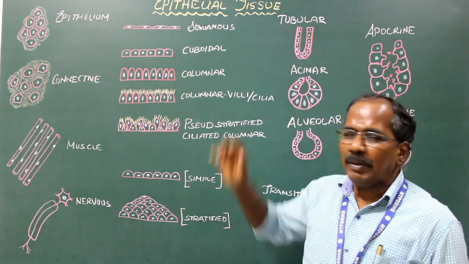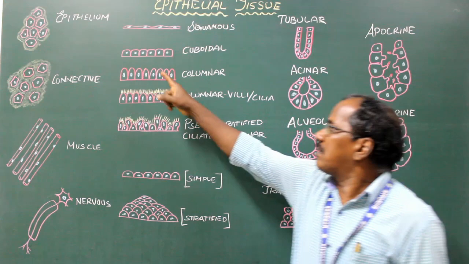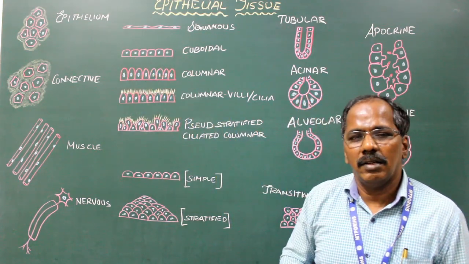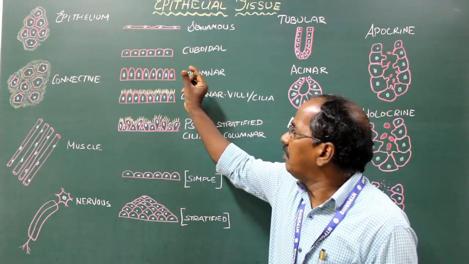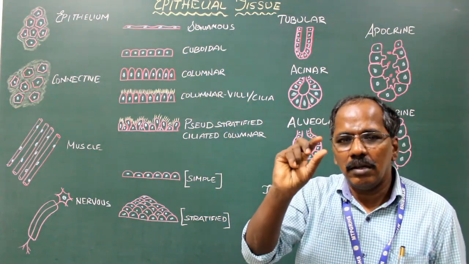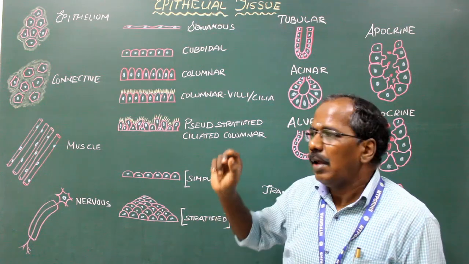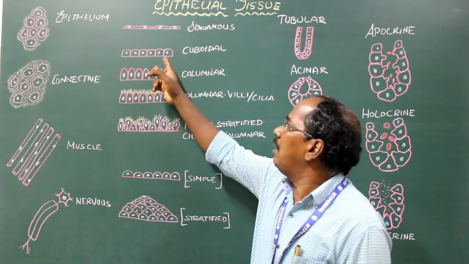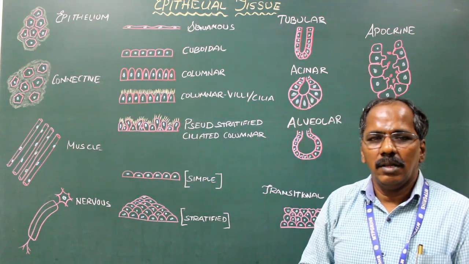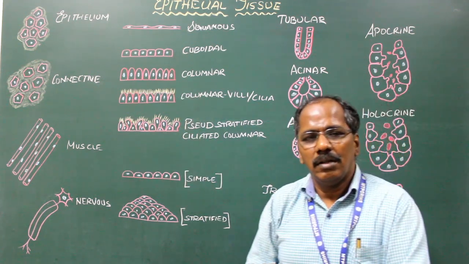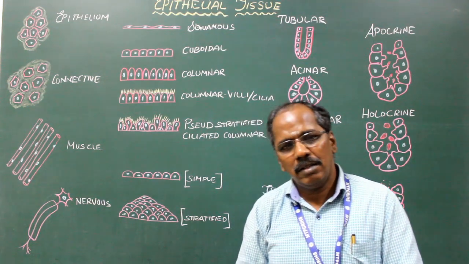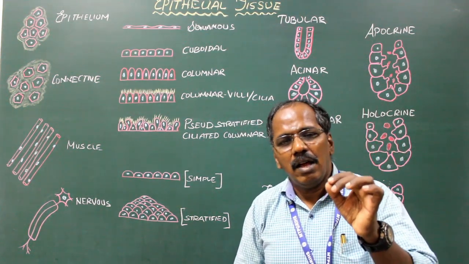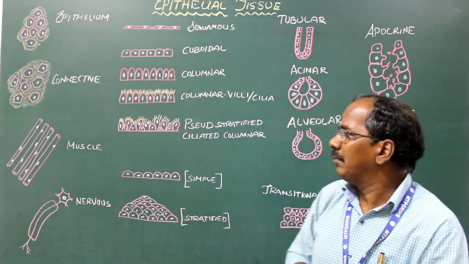Simple cuboidal epithelium consists of a single layer of cuboidal cells. The height and the width of the cells are equal. It is a cube-like structure and the nucleus is round and centrally placed. Example: follicles of thyroid gland, and epithelium lining the surface of the ovary, otherwise known as germinal epithelium.